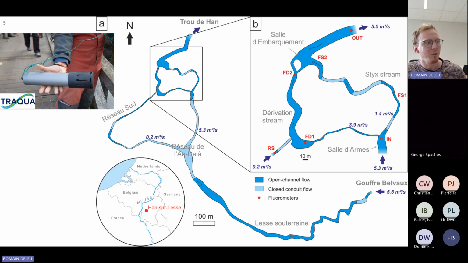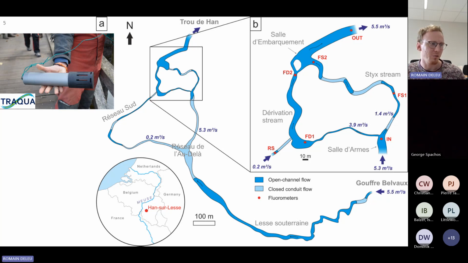So we placed some fluorometers, the red points, which were of course fluorometers from Tracois, as you can see on the picture on the left. There is one fluorometer at the beginning, at the inlet of the system. This is to see the main signal coming inside the system. And then we have two fluorometers in each stream, so FS1 and FS2 for the stick stream and FD1 and FD2 for the derivation stream.